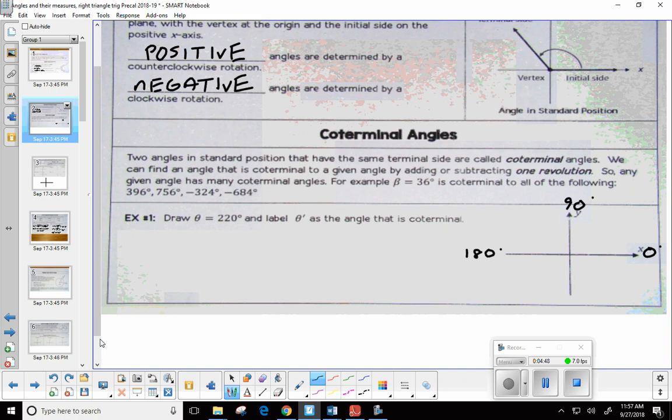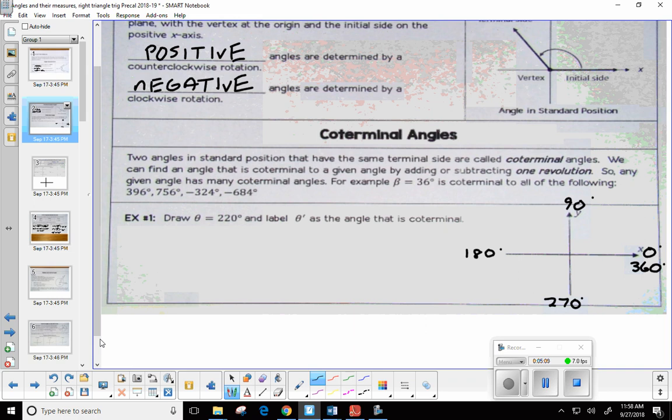180. What about 3/4? 90, 90, 90. 270. There we go. Until I get back around to 360 degrees. Okay. So basically, you're just going to be adding and subtracting multiples of 360. That's all you're going to be doing, right?